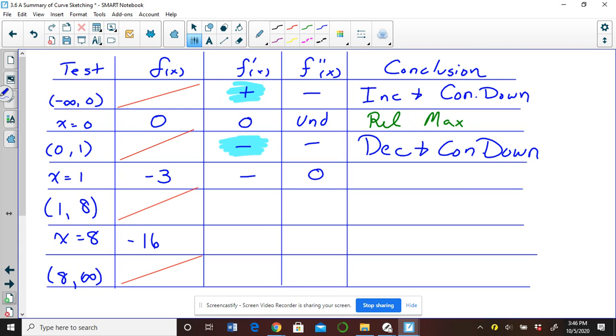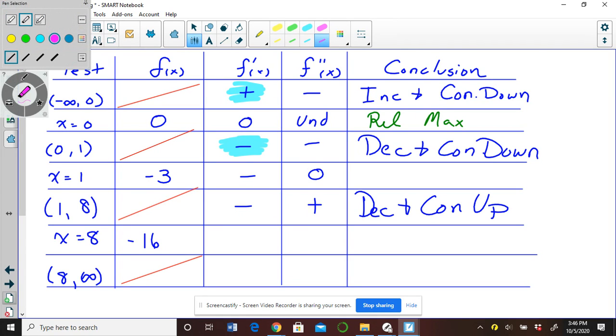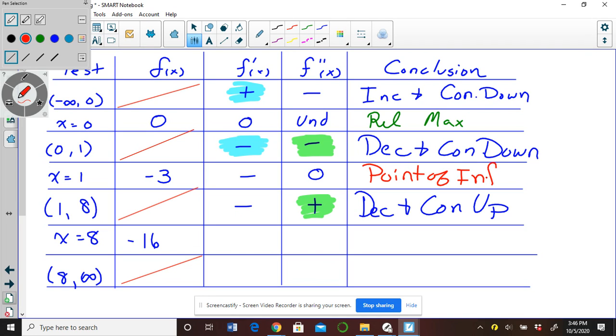On the interval 1 to 8, so let's say 2, f prime of 2 is negative, f double prime of 2 is positive, so we are decreasing and concave up. Now let's go back and refer to f double prime over our interval. So we're switching from concave down to concave up, so that makes our point a point of inflection. And that's due to the change in our concavity.